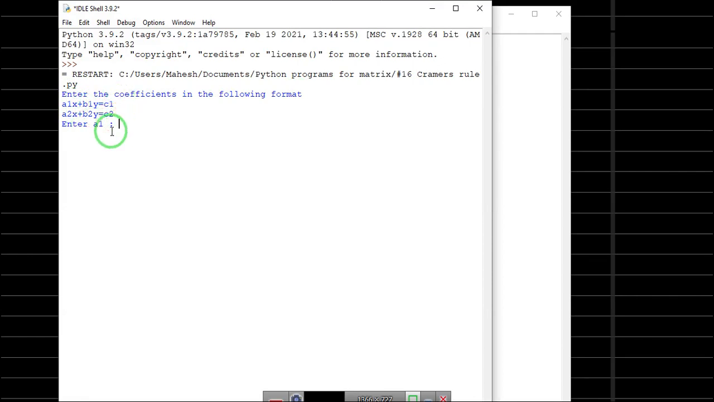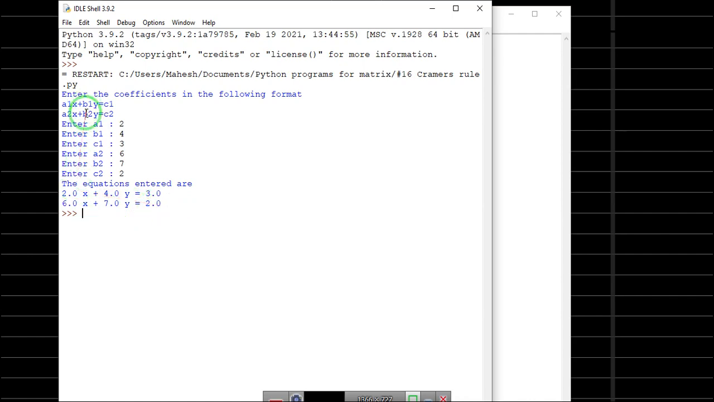So let us take the same equations. We will take a1 as 2, and then it was 4, and then it was 3, and the second equation was 6, 7, 2. The entered equations are 2.0x plus 4.0y is equals to 3.0, 6.0x plus 7.0y is equals to 2.0.